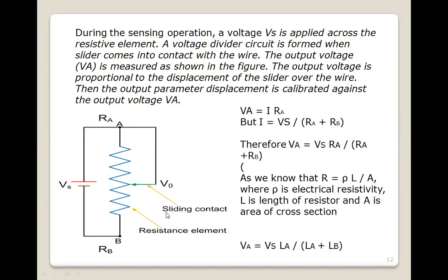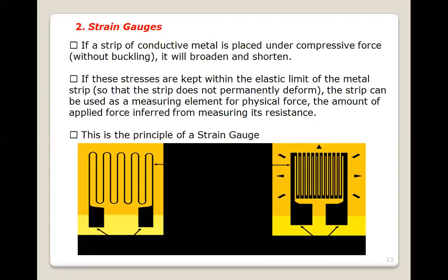So if there is any change in the sliding contact due to displacement, the output voltage VA changes according to the length from A. That means the final output voltage is equal to the supply voltage into LA by LA plus LB. What is LA? LA is the distance or length between A and the sliding point. In this way, the output voltage depends on the length, that means the change in position, the change in displacement, which is measured in terms of DC output voltage.